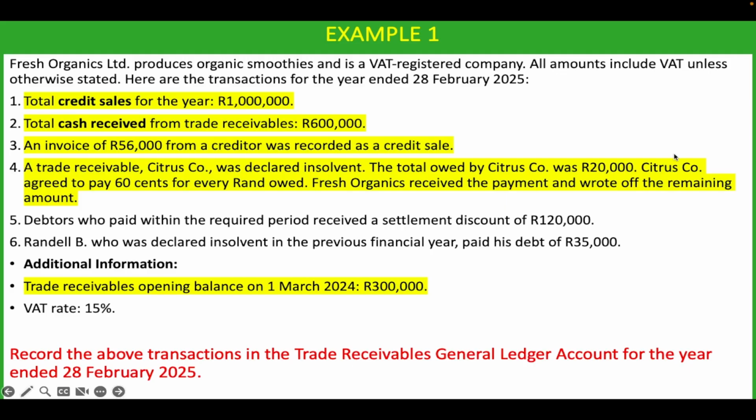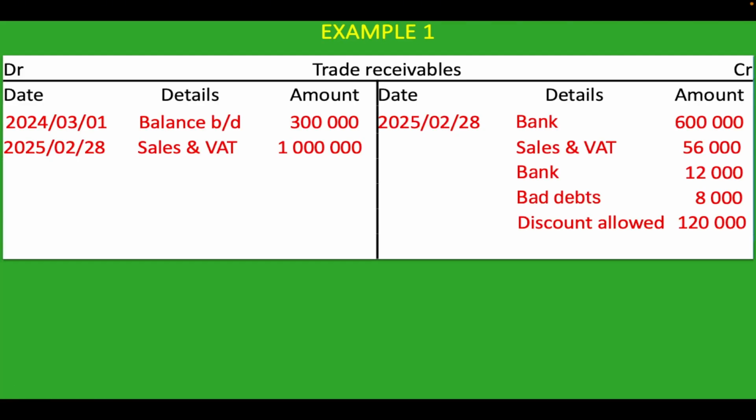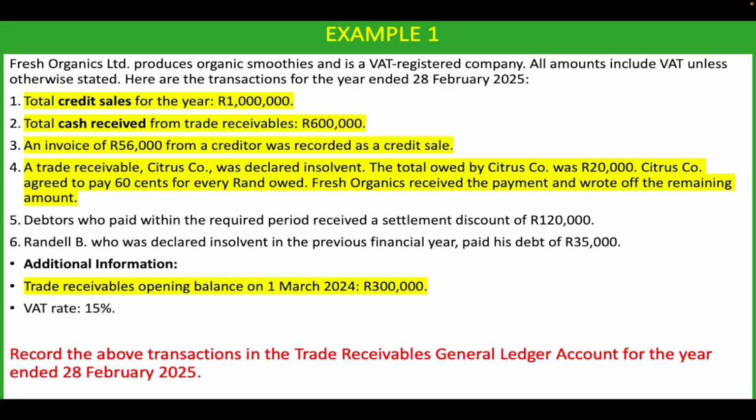So we're going to put discount allowed on the credit side, and we put the 120,000 rand. So here's how it's going to look. Discount allowed, 120,000 rand on the credit side, because they no longer owe us that amount. So let's go back and highlight that one.